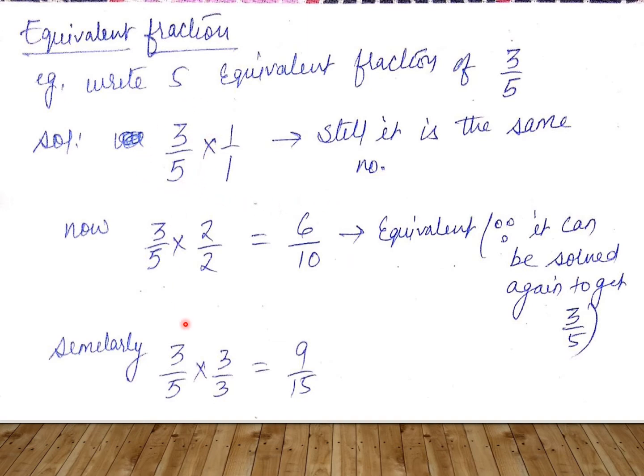Similarly, you can find more equivalent fractions, as I have taken in this example 3 upon 5 into 3 upon 3. You can see we have got 9 upon 15. Similarly, you can take 4 upon 4, 5 upon 5, 10 upon 10, 20 upon 20, and you can find an infinite number of equivalent fractions for a single fraction. Okay, this is the simplified form. It can't be solved further, but these can be solved to obtain 3 by 5 again. This is the concept of equivalent fractions.